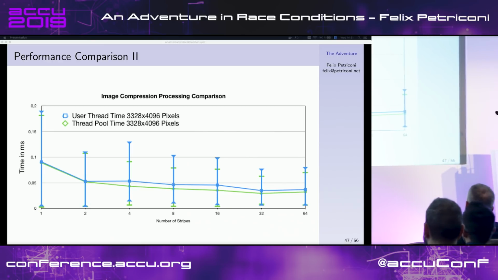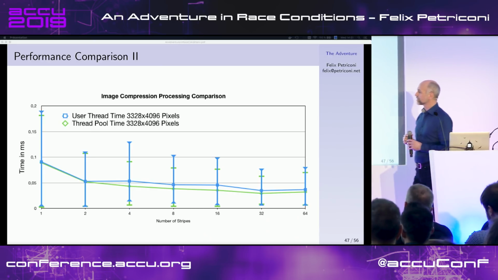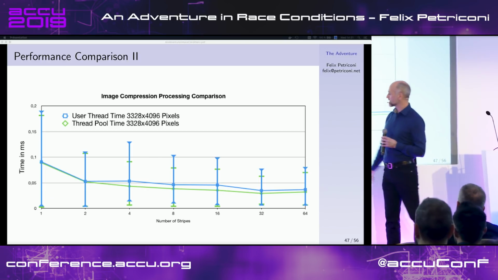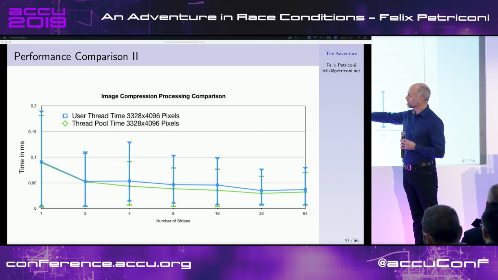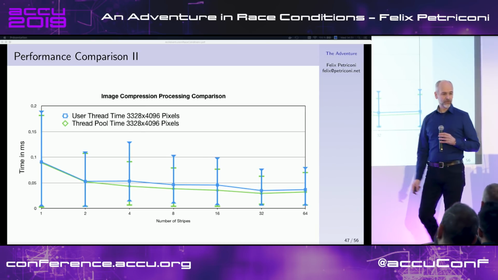And this is the same with a little bit bigger image. So this is the original sized image. And here we see again the same, that the variation using a thread pool is much smaller than using user threads.